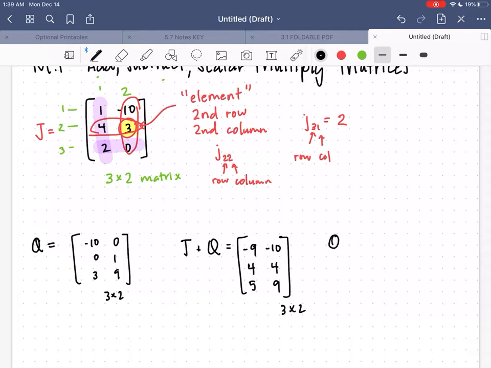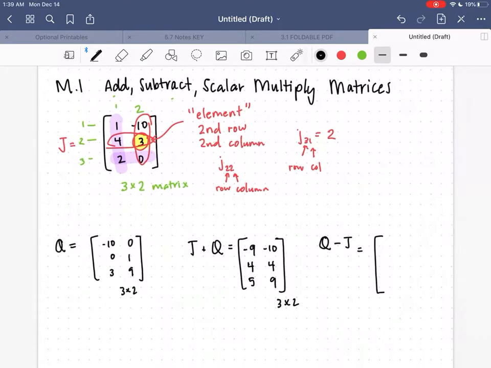And you could do the same thing if I wanted to do Q minus J. I would just subtract each of the elements. So Q minus J, notice I'm starting with Q, so that'd be -10 minus 1 would be -11. 0 minus -10 would be +10. 0 minus 4 would be -4. 1 minus 3 would be -2. 3 minus 2 would be 1. And then in the bottom right-hand corner, 9 minus 0 would be 9. And that would be Q minus J.